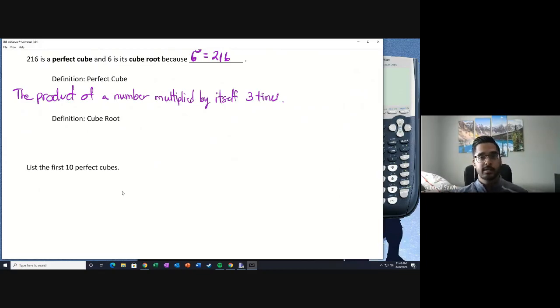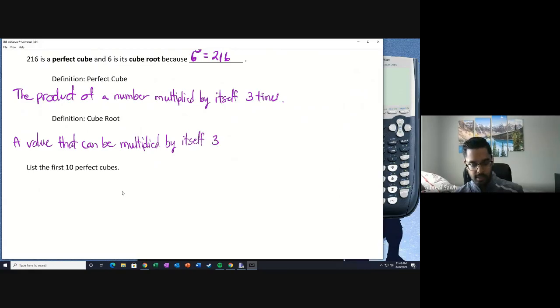Now cube root, very similarly, we're going backwards. So we're looking for a value that can be multiplied by itself again 3 times to give the original number. Almost the same definition. Just remember that for perfect cubes, you need that number to show up 3 times, where perfect squares is only twice. Okay, we'll list the first 10 perfect cubes.